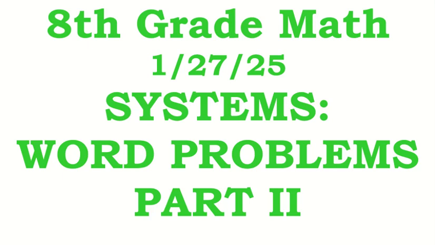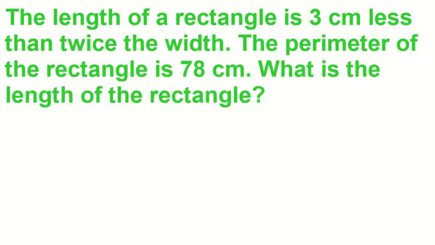All right, so we're just going to keep going with the word problem today. Not so bad once you got the equations, right? So the first key always is to get your two equations. So I've got the length of a rectangle is 3 centimeters less than twice the width. The perimeter of the rectangle is 78 centimeters. We need to find the length of this rectangle.